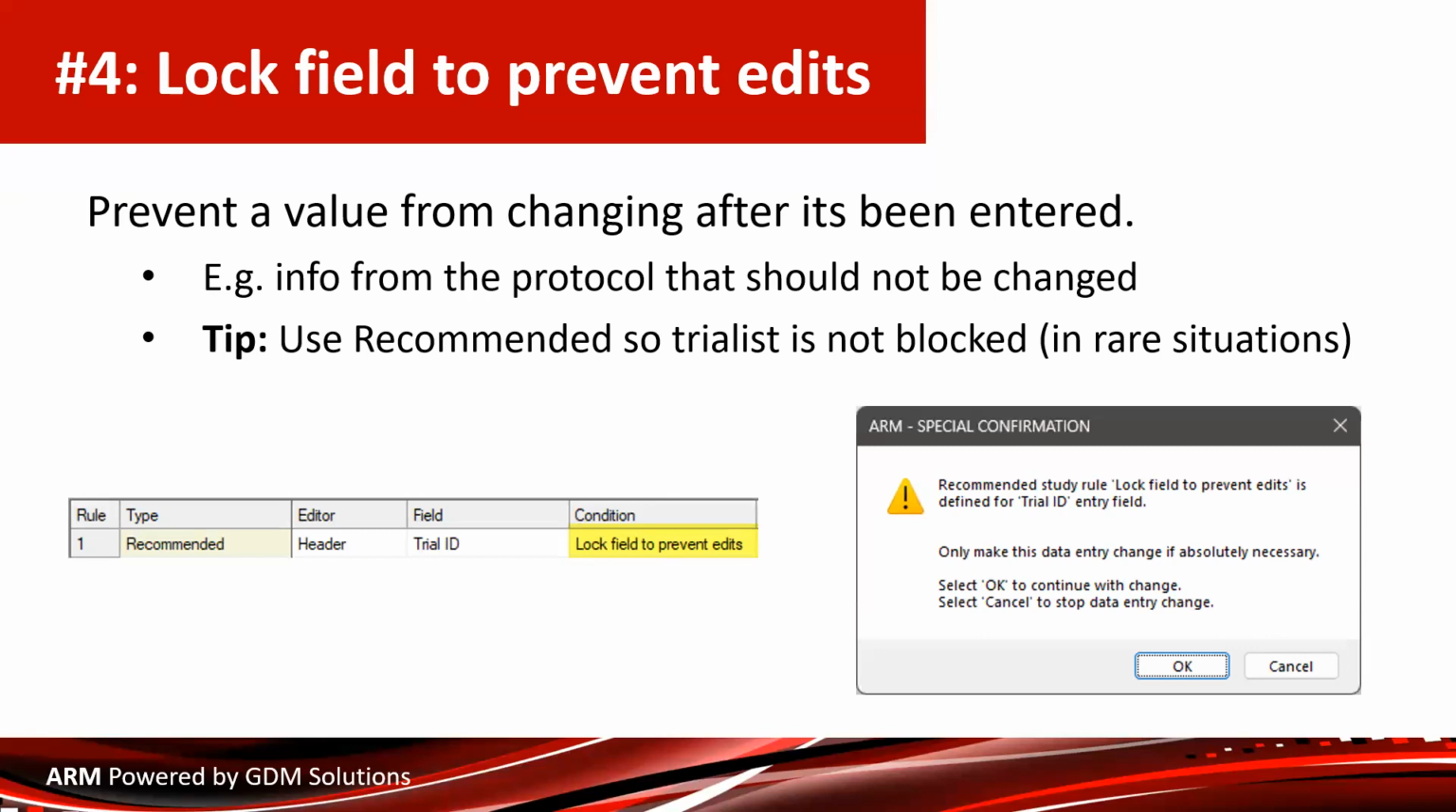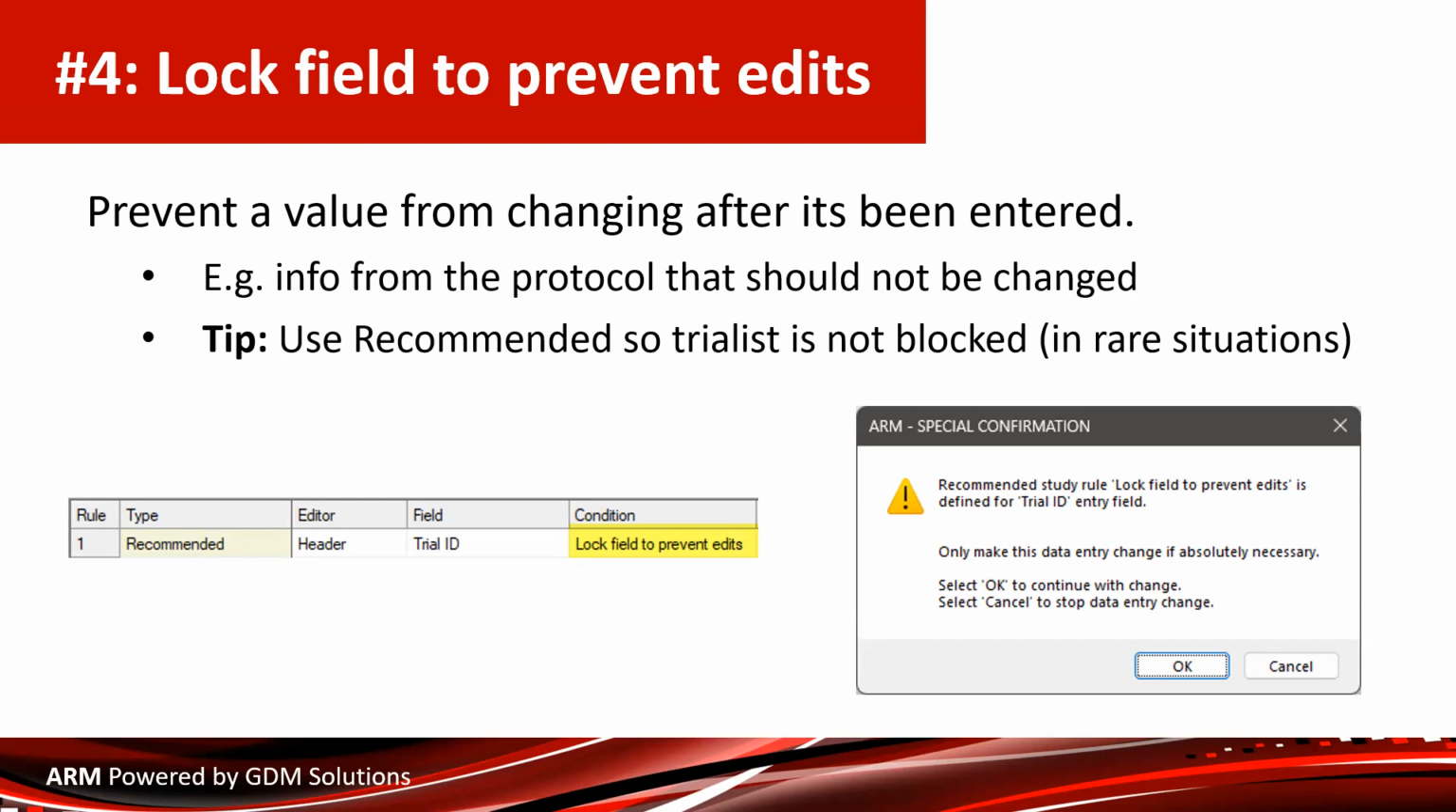So, moving on to number 4, it's another condition. Actually, it's a type, something we can do with a rule. It is the ability to lock a field to prevent edits to that information. It's really once we can select a field that once it's been filled in, it shouldn't change. Probably the most common use would be that as a protocol writer, I'm putting something in that is for our company, and so the trialist should not edit.